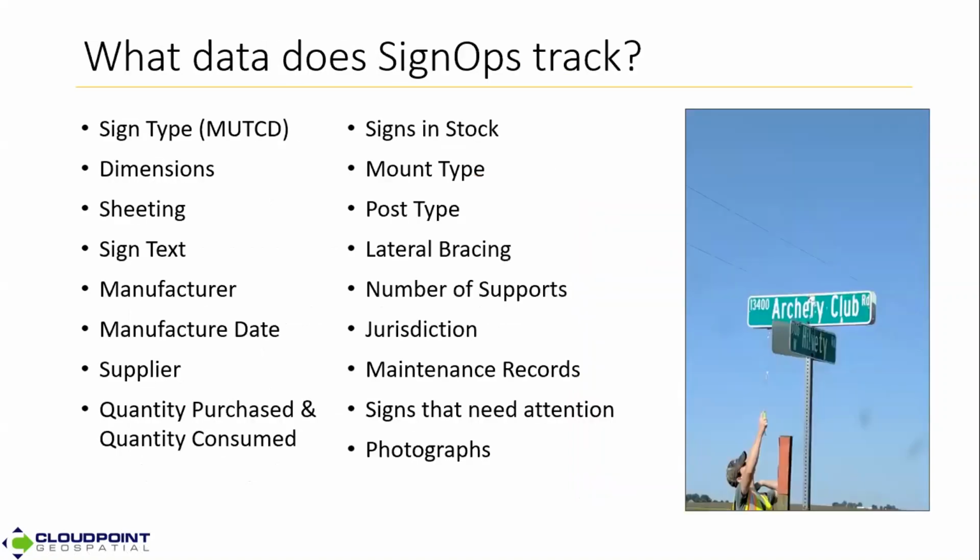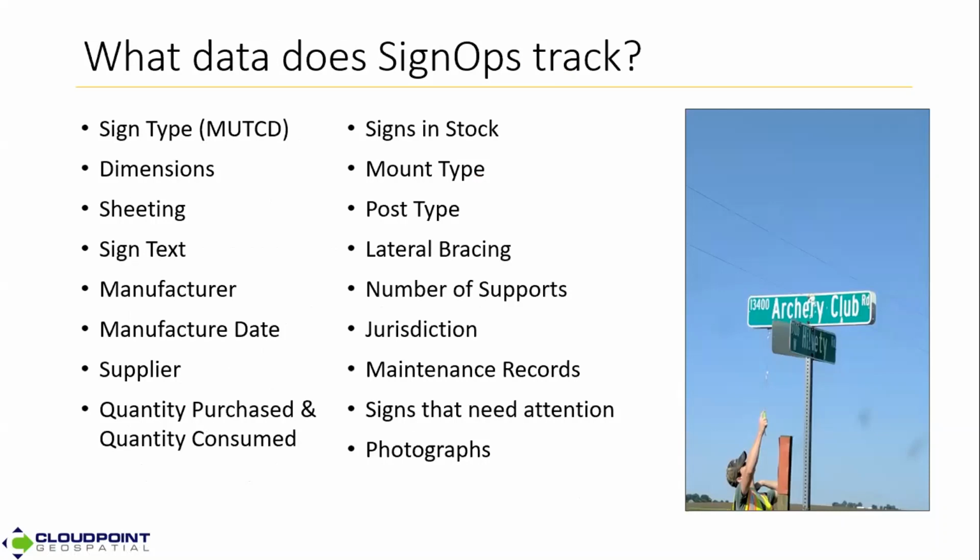So what data does the SignOps solution track? Well, this is just a snapshot of some of it here, some of the main stuff. We can see obviously the MUTCD code of signs, their dimensions, their sheeting, their text, our manufacturers and suppliers, what signs we have in stock.